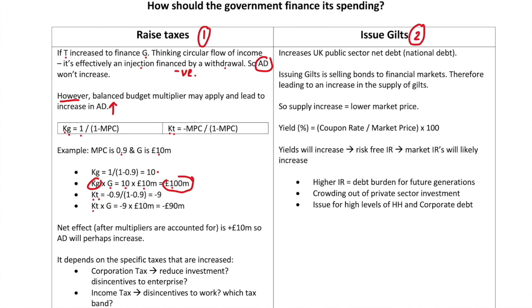So if we took K for taxes and times it by the government spending, which in this example was 10 million, then minus 9 times 10 is going to come to minus 90. And the key thing here is that there's a net effect. A net effect is clearly going to be 100 minus 90, which is 10. And it suggests that in this situation where the MPC is 0.9 and you've had 10 million of government spending, that actually AD will increase. AD will increase, and that's a big point. So the balanced budget multiplier is an important evaluation point that you could use here.